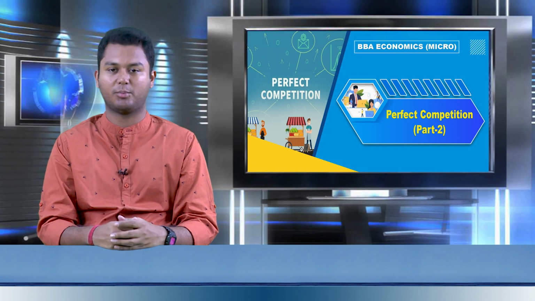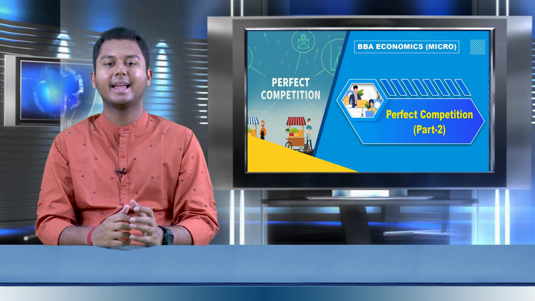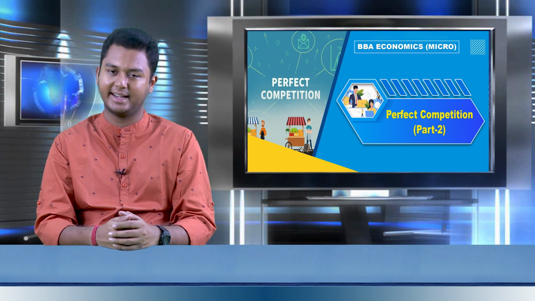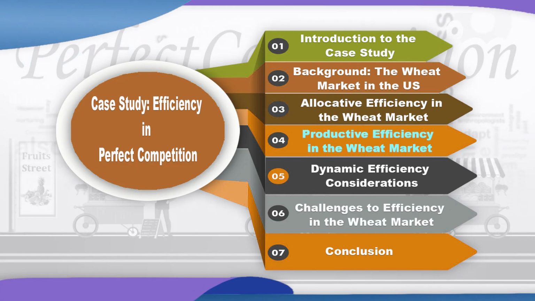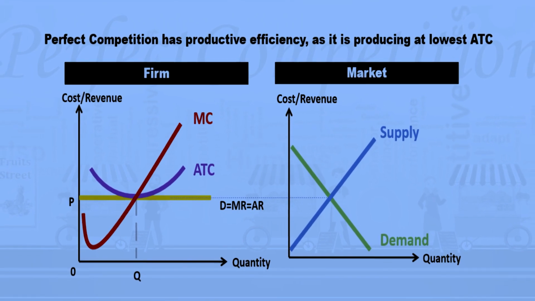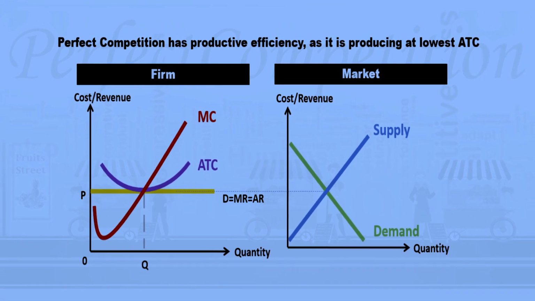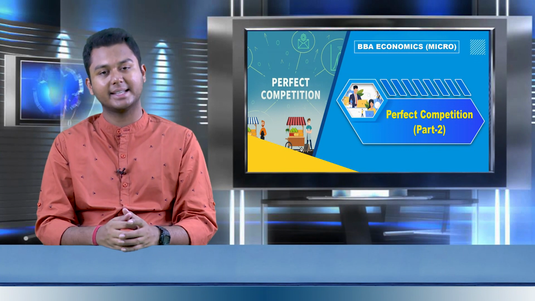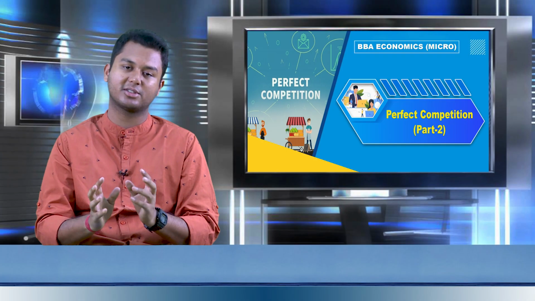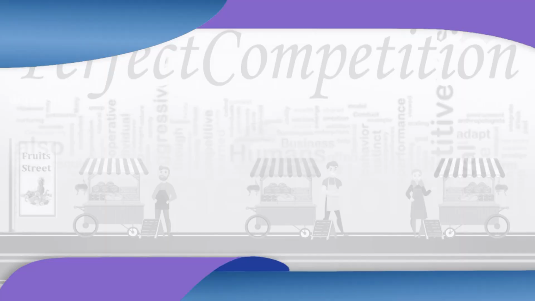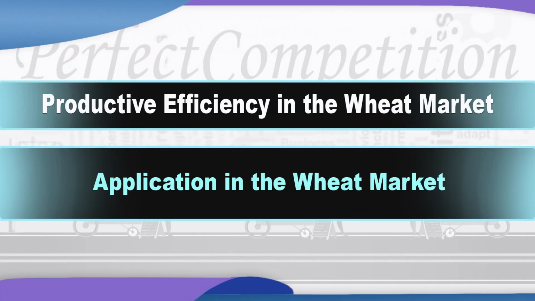Any deviation from this point would result in excess supply or unmet demand, reducing overall welfare, as we have learnt in deadweight loss. Now let us look at productive efficiency in terms of this wheat market. By definition, once again, productive efficiency is the case where goods are produced at the lowest possible cost, meaning that production takes place at the minimum point of average cost graphically, or price is equal to the minimum point of average cost. Let us look at the application in the wheat market.